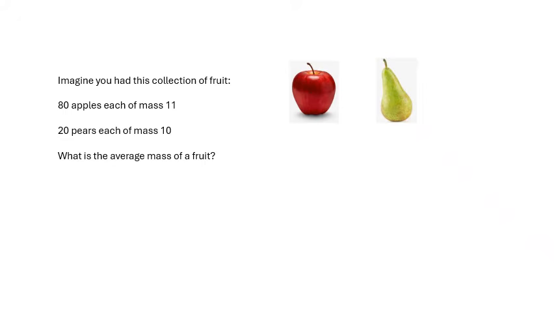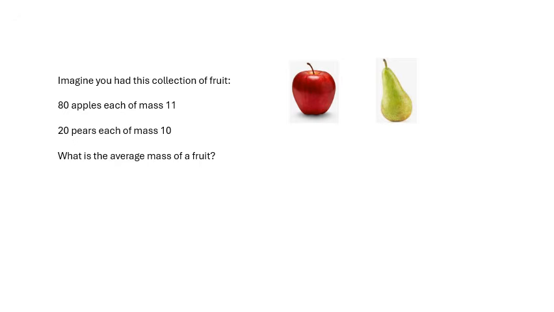Look at this now. This will make sense in a bit. Imagine you had a collection of fruit. This isn't something that I personally do, is collect fruit. I'm sure some people do. And let's say you've got 80 apples and you've got 20 pears. And each of the apples has a mass of 11, and each of the pears has a mass of 10. Looks pretty similar to boron to me. Anyway, what's the average mass of a fruit? Well, just looking at it, you'll see that the average mass is going to be closer to 11 than it is to 10, isn't it?